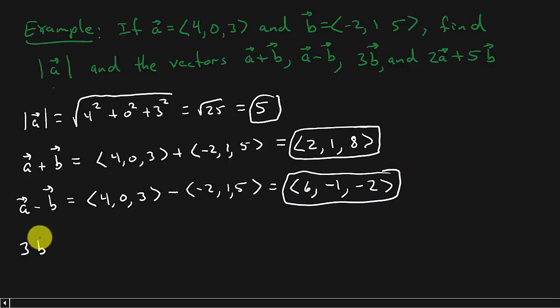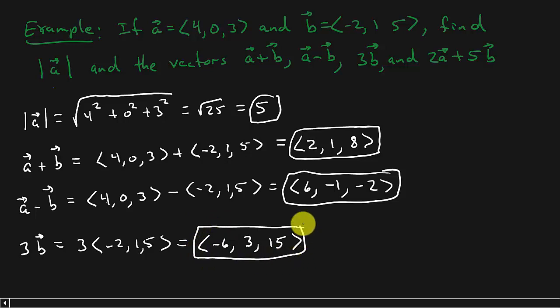And then we have 3 times vector B, so that's going to be 3 times this vector, negative 2, 1, 5. And so we just multiply the 3 to each component here. So that's going to be negative 6, 3, 15.